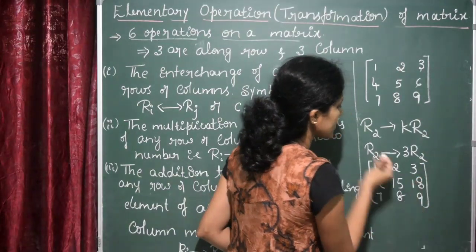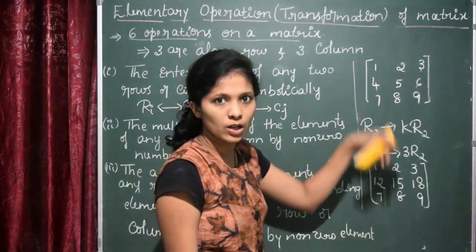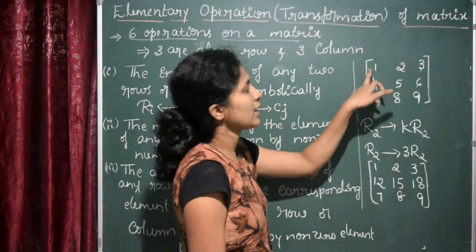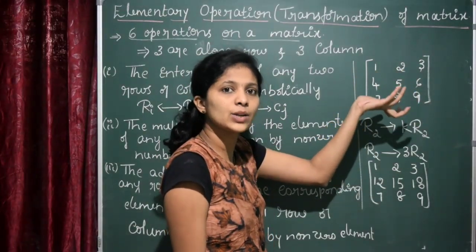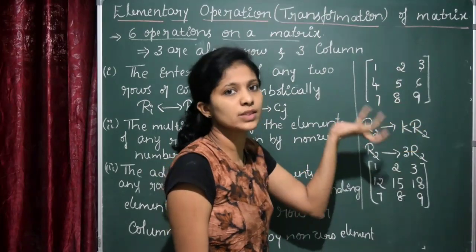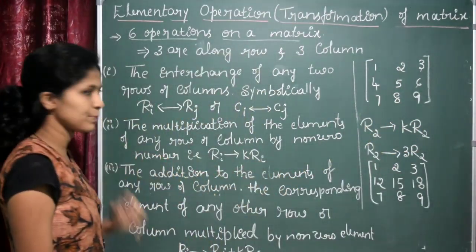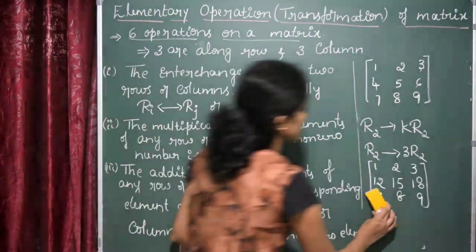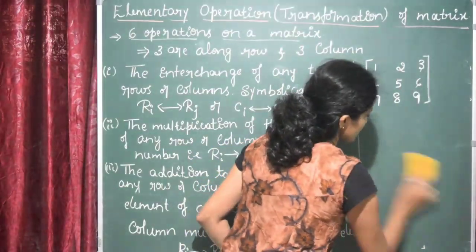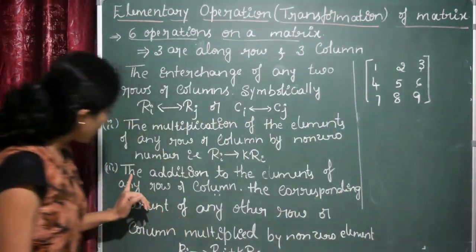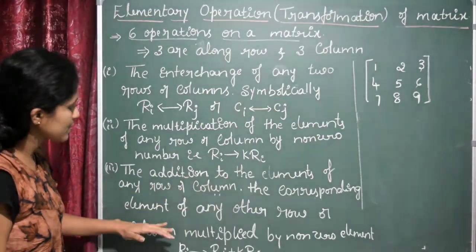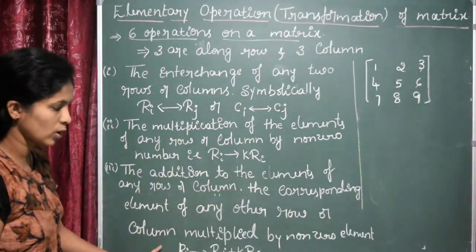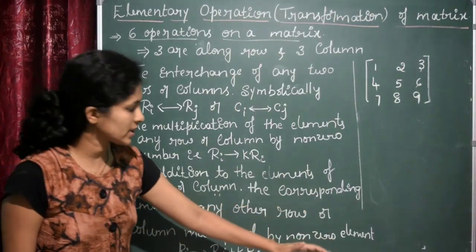Similarly, this operation you can apply column-wise also. I can change R1 to 5 into R1. Is it clear? Multiplying any row or column by a non-zero constant. That is the second property. And third property says that, see here, the addition to the elements of any row or column, the corresponding elements of any other row or column multiplied by a non-zero number.